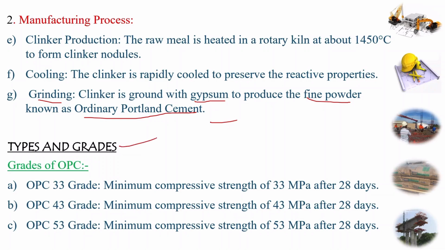Then we have the types and grades. The different grades of OPC are OPC 33 grade, OPC 43 grade, OPC 53 grade. OPC 33 grade means the minimum compressive strength after 28 days is 33 MPa, and for 43 grade the minimum compressive strength is 43 MPa after 28 days, and similarly after 28 days OPC 53 has a compressive strength of around 53 MPa.